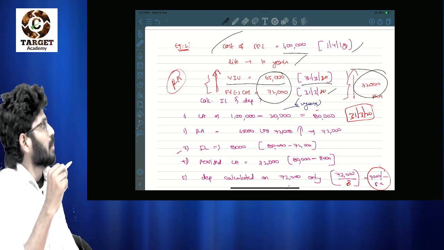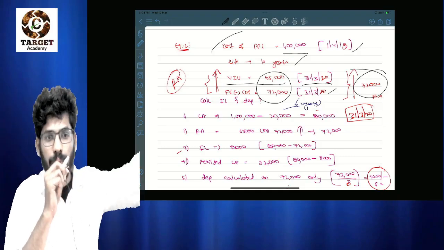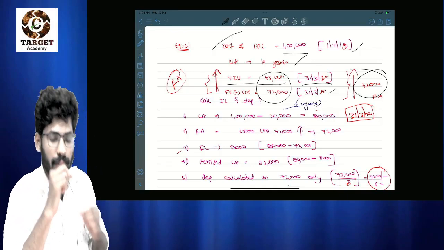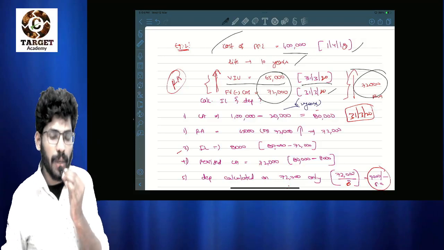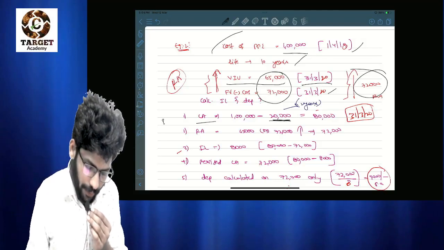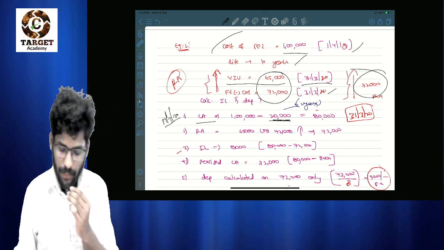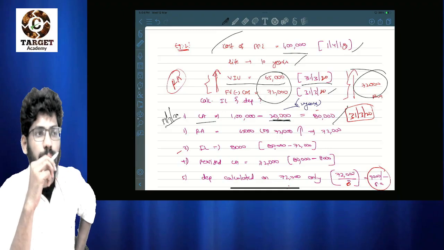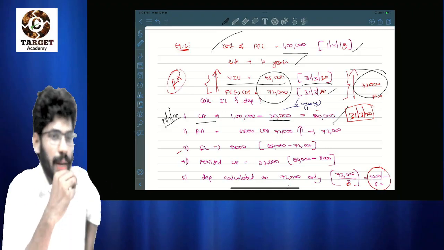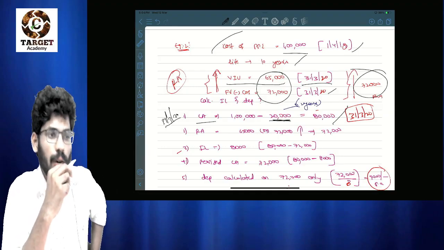Yes or no? Each year, what is the depreciation? 1 lakh divided by 10 years. How much? Depreciation is 10,000. For 2 years, how much depreciation? 20,000. Then what is the carrying amount on 31st March 2020? 80,000. Clear? This is very clear. So carrying amount equals 1 lakh minus 20,000, which is 80,000.